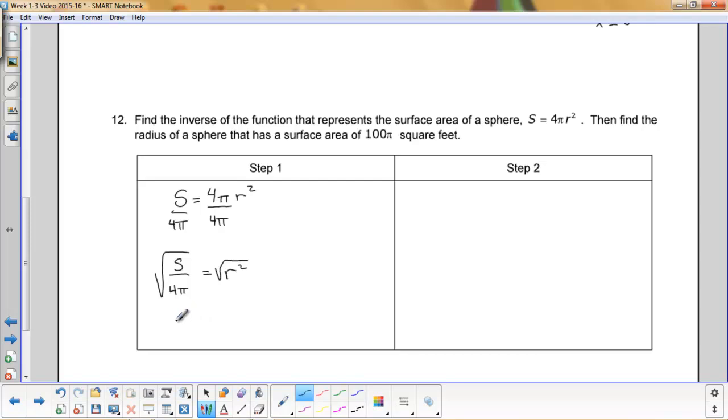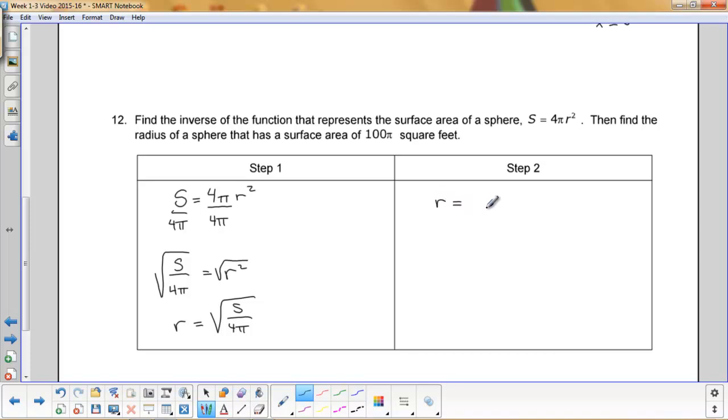Now I'm going to see that the inverse of this function is the square root of s divided by 4 pi. Remember, when you square root, you get two answers. Because it's a real-life example, we don't need the negative one. That's why I leave that off in this particular case.